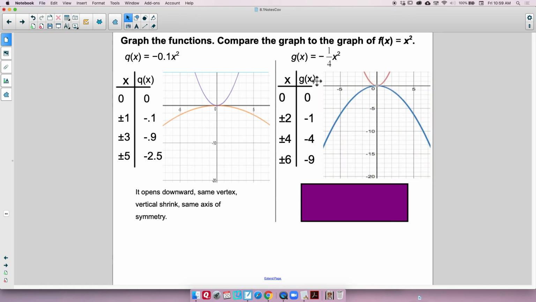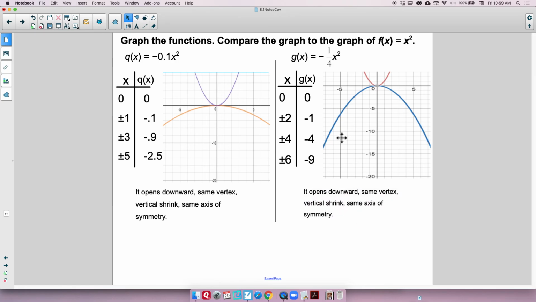So we've got actually 7 points to plot there. And again, the parent function's there. Its negative coefficient is going to open downward. It's going to be a vertical shrink. It's kind of flatter, more bowl-shaped. Kind of what we want for the coronavirus, I guess it'd be like this one, huh? Nice, really flat. Anyway, same vertex, vertical shrink, same axis of symmetry, which would be our y-axis, x equals 0.